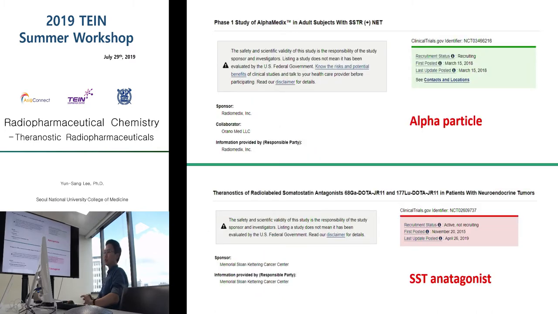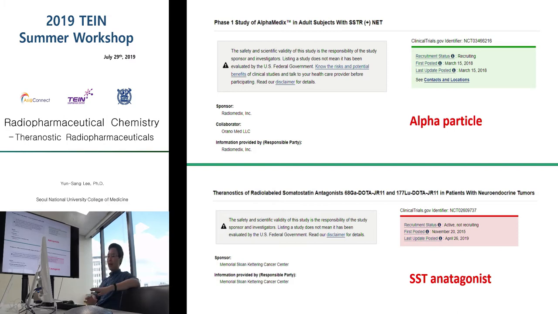And also there are ongoing studies regarding alpha particles, since there are some reports that alpha particles will have a better effect compared to beta particles such as lutetium or yttrium. So there are ongoing studies. And also there are some reports about the somatostatin antagonist.